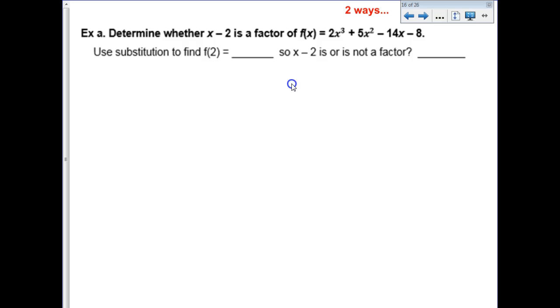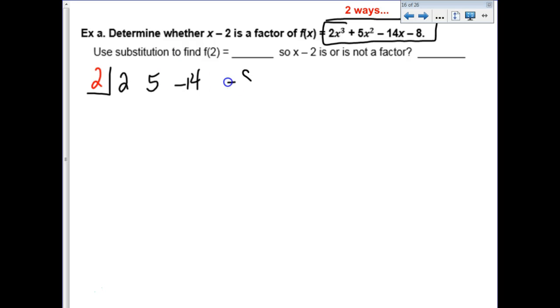First, they want me to use synthetic substitution to find f of 2, meaning they want me to plug 2 into the function. So instead of directly substituting in the 2, let's try this neat little synthetic substitution thing. In the box, you'll put a 2. And then you need to show me the coefficients of the polynomial that you're trying to plug into. So what do we have here? 2, 5, negative 14, and negative 8. And according to the remainder theorem, after I perform this, whatever I get down here, that's my answer.